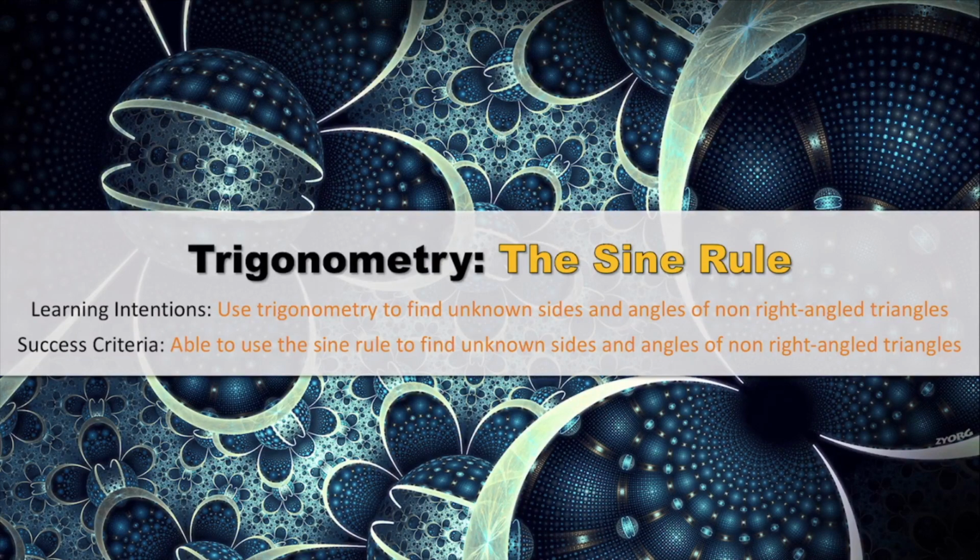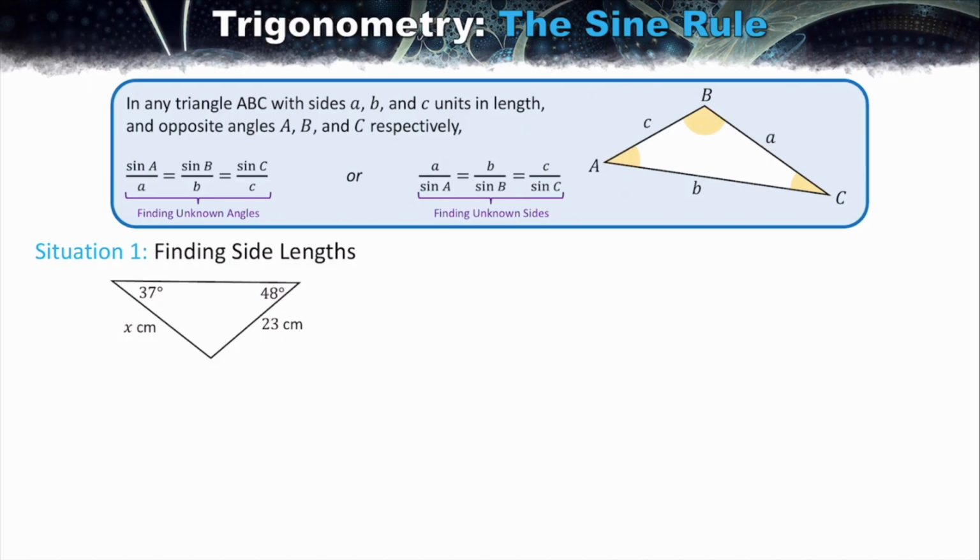Next, we're going to have a look at the sine rule, and we're going to use the sine rule to find, calculate unknown side lengths and unknown angles of all triangles, including non-right angled triangles. Now, this particular video is going to focus on unknown sides, and then the next one will look at the unknown angles. Now, the sine rule applies to all triangles in that it looks at the ratio of the sine of an angle and its opposite side.